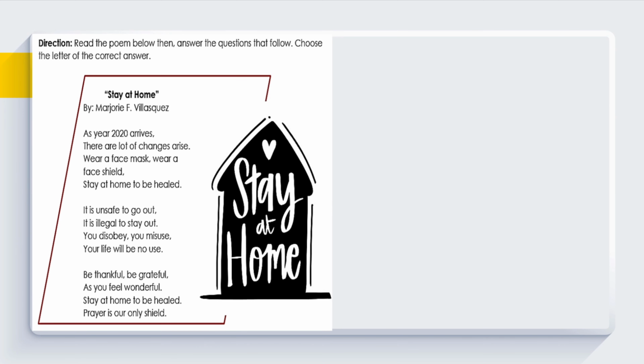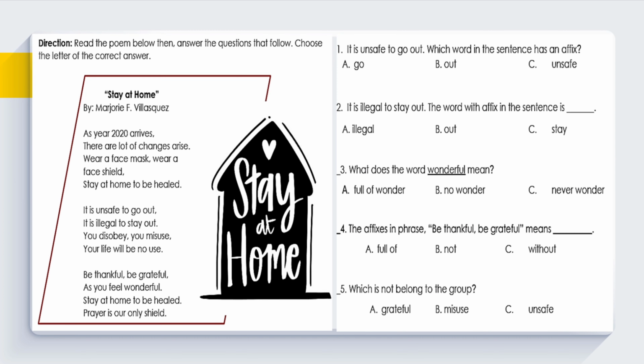1. It is unsafe to go out. Which word in the sentence has an affix? A. Go. B. Out. C. Unsafe. 2. It is illegal to stay out. The word with affix in the sentence is blank. A. Illegal. B. Out. C. Stay. 3. What does the word wonderful mean? A. Full of wonder. B. No wonder. C. Never wonder.